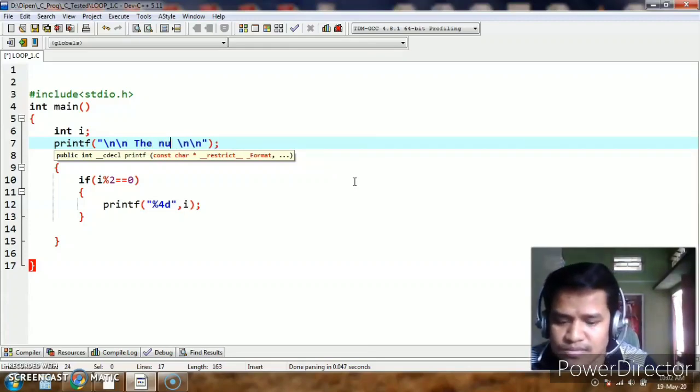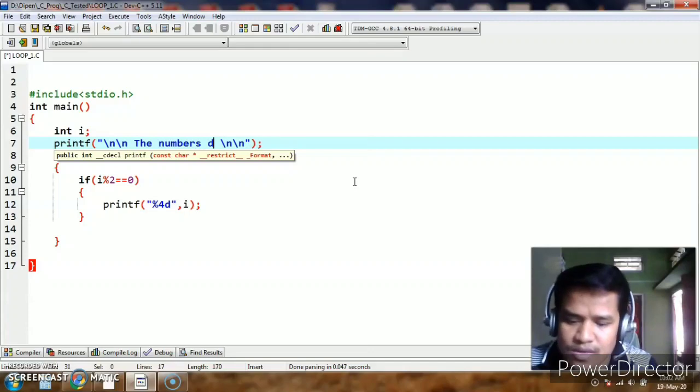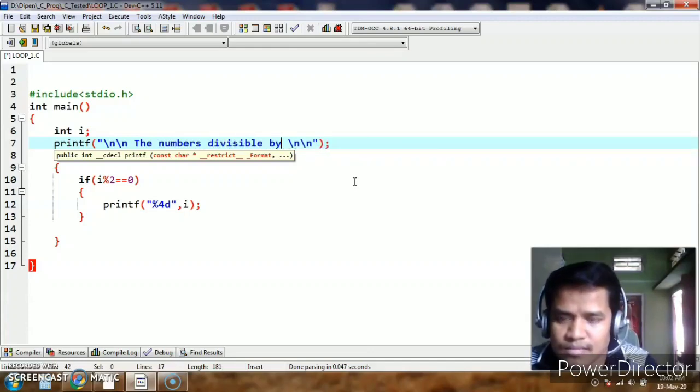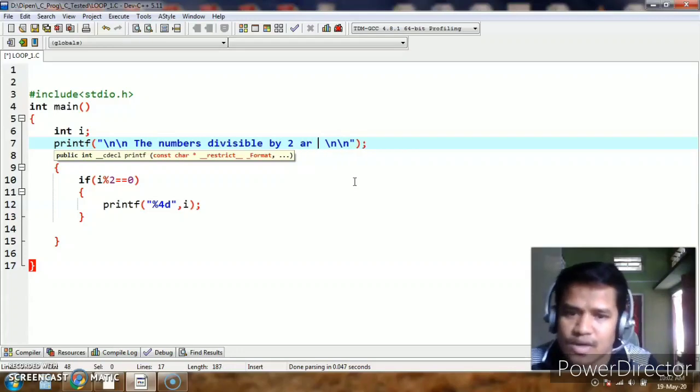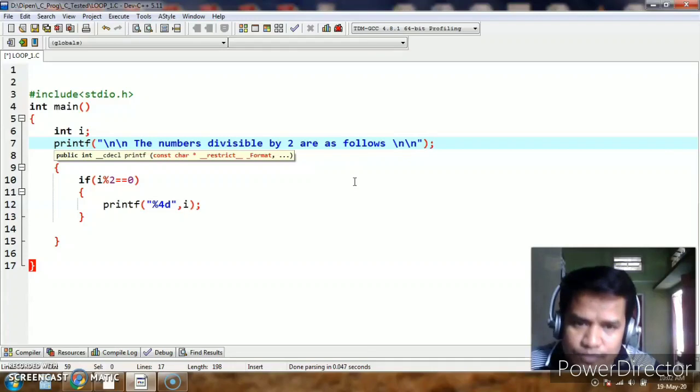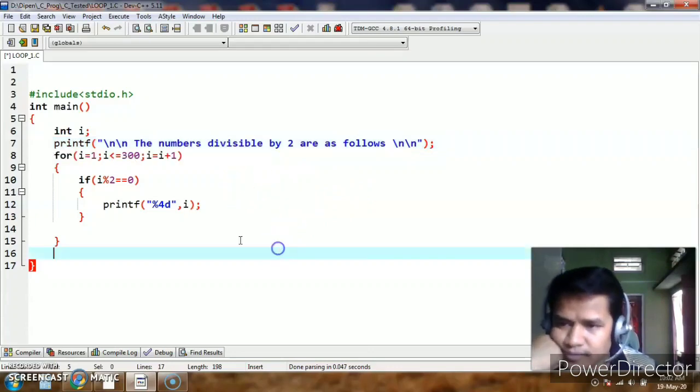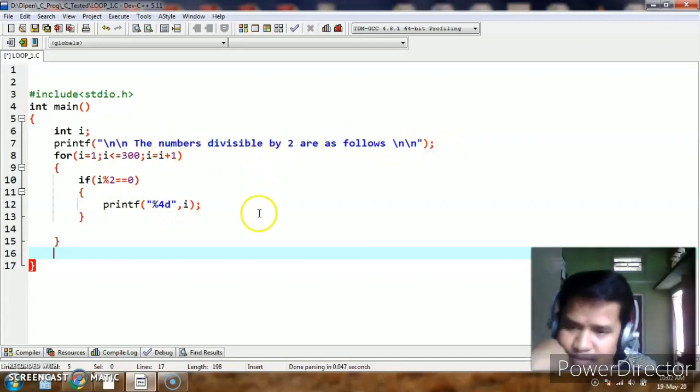The numbers divisible by 2 are as follows. It can be written like this also. The numbers divisible by 2 are as follows. So the first value comes after this banner, beyond this banner, as 2.